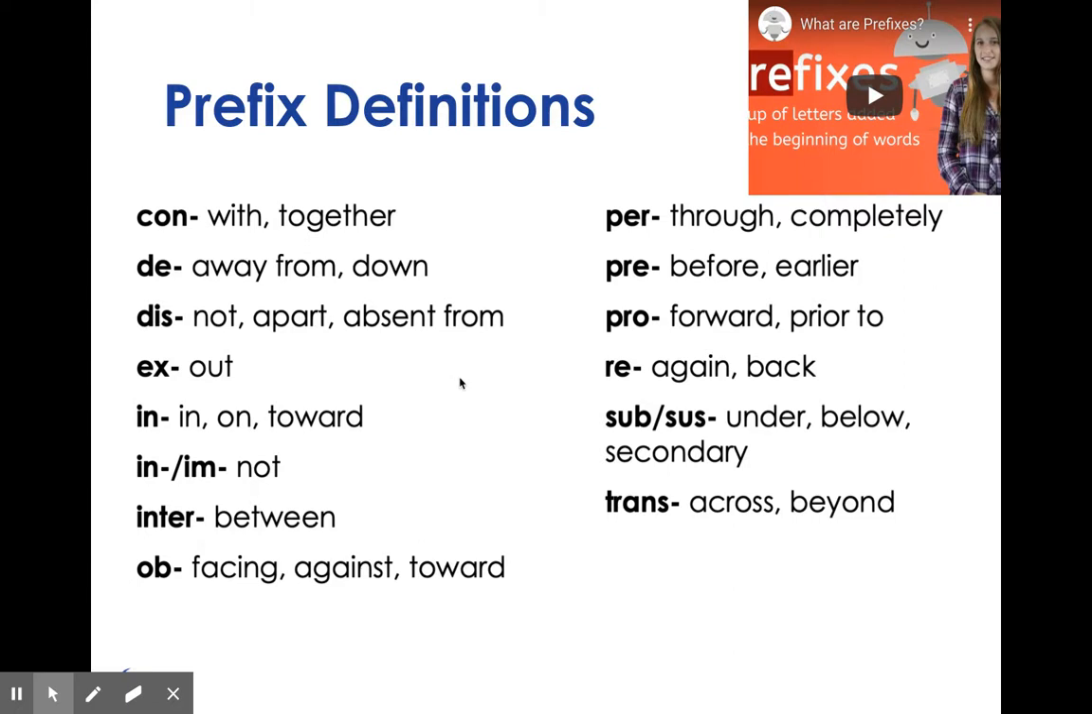So prefixes, these are always going in front of the word. And there is a video up here. Again, I'm not going to press that, but there's a video up here that explains that the letters that go at the beginning of some words are considered prefixes. Again, we have a big list here, but we're only going to be focusing on some of these today.